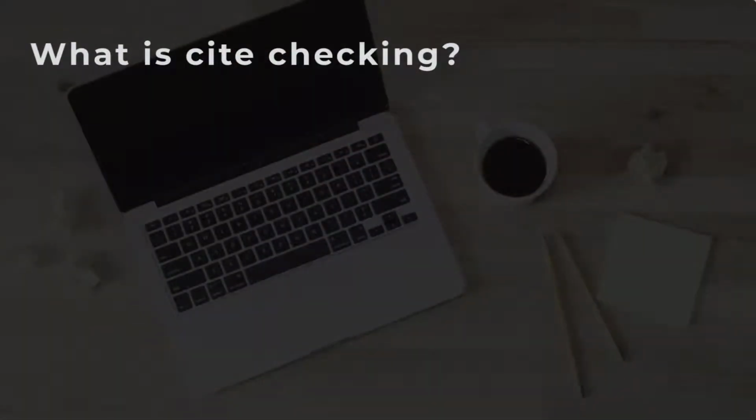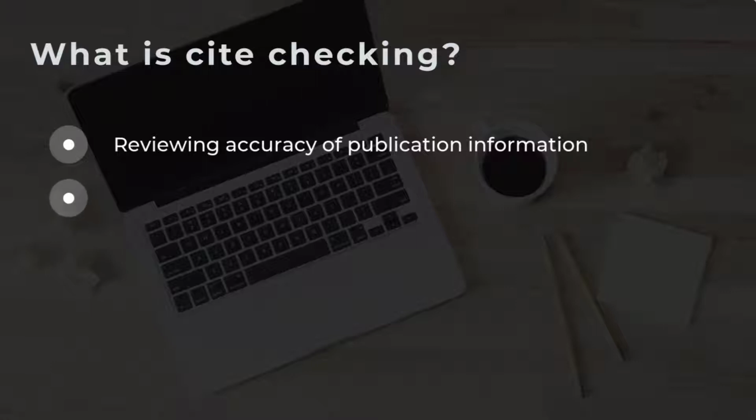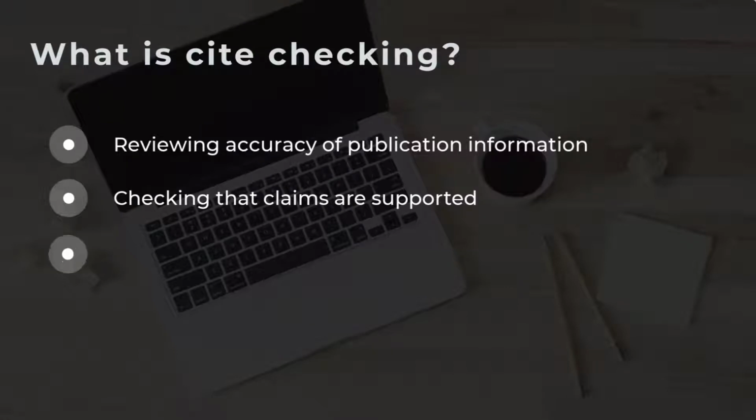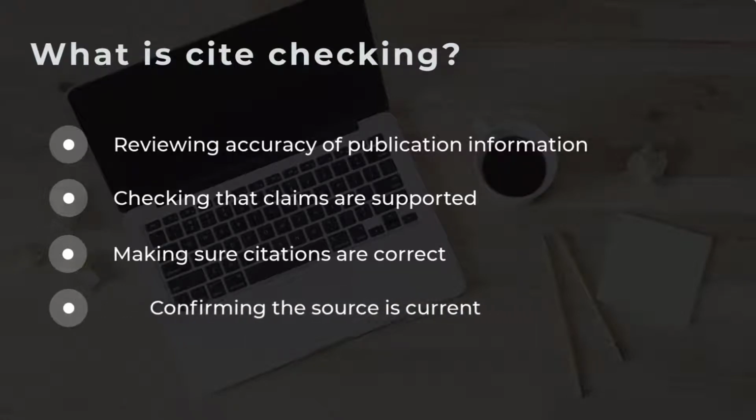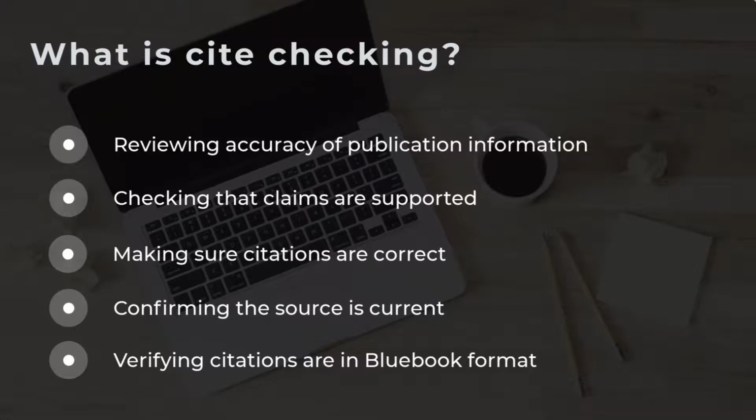The basics of cite checking include reviewing the accuracy of the author, title, publication year, and page numbers, checking that all claims are supported by the sources being cited, making sure that citations and cross-references are correct, confirming that the source is current. For example, is a cited case still good law? And reviewing each citation to make sure it conforms to the Blue Book standards.